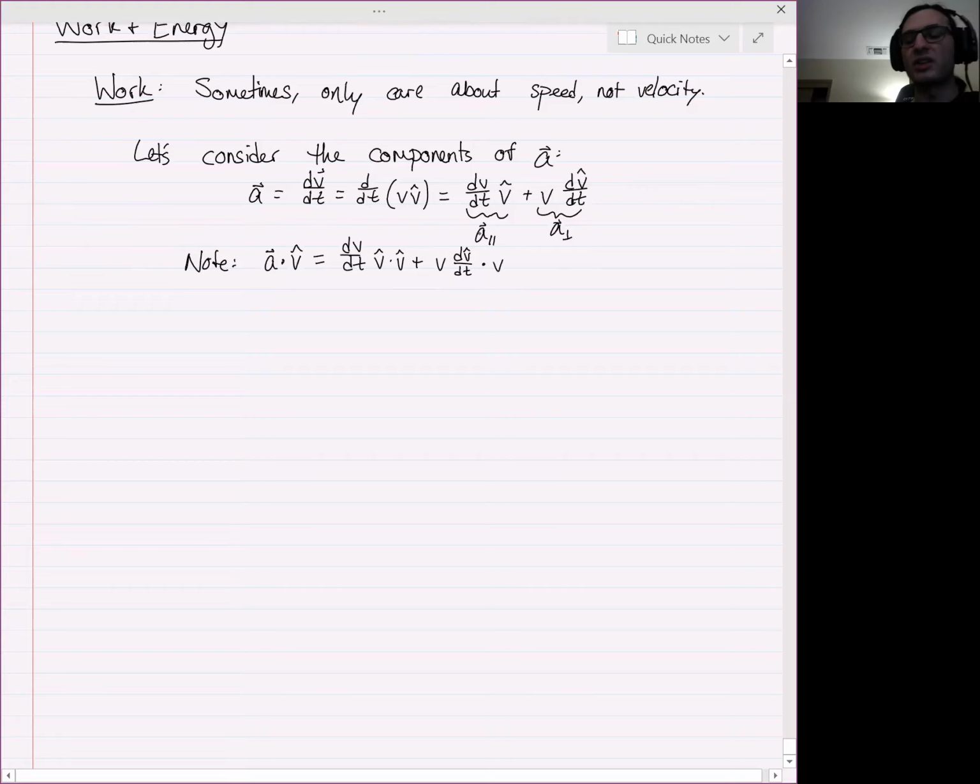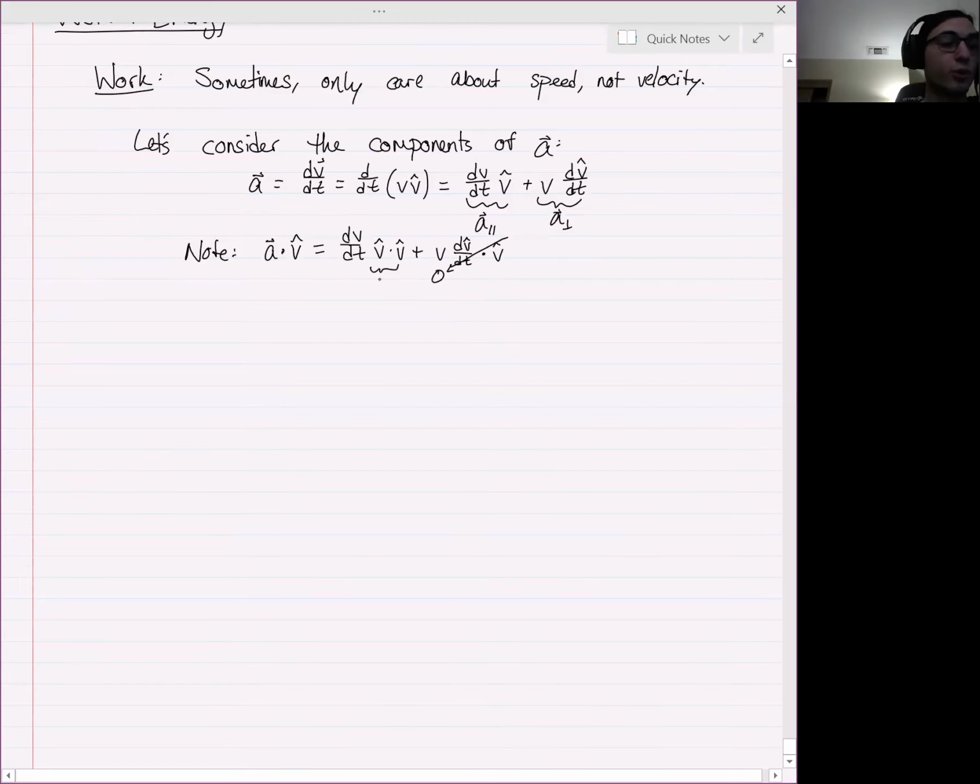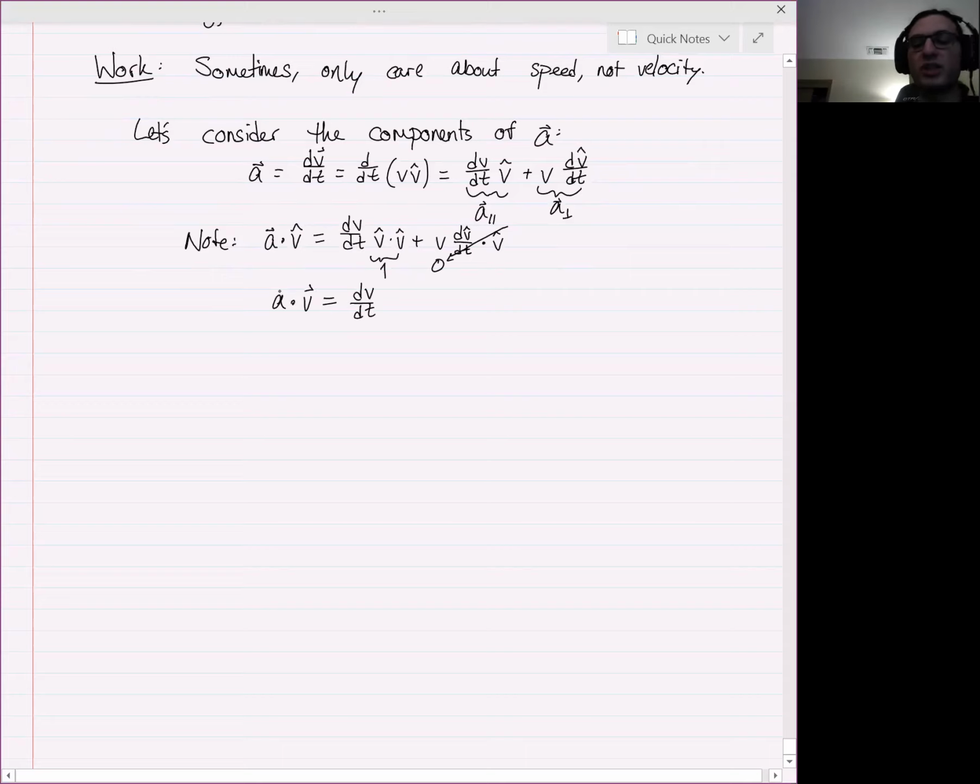And remember that the time derivative of a vector dotted into that original vector, assuming their lengths don't change, is 0. So this term is 0. This term here is 1. So this whole thing is just dv/dt. So that is to say that the acceleration vector dotted into the velocity vector gives us the change in speed over time.